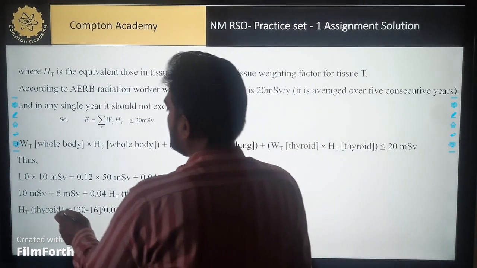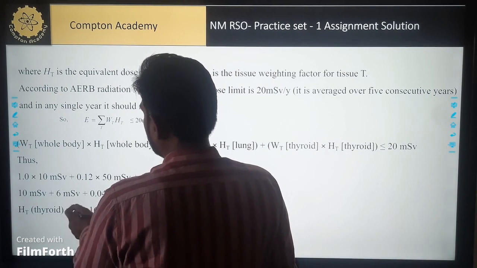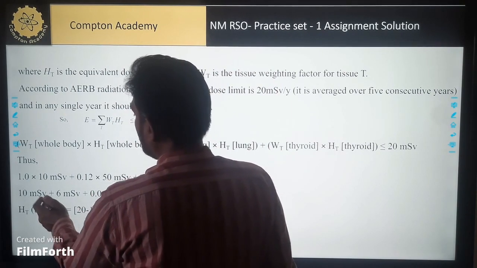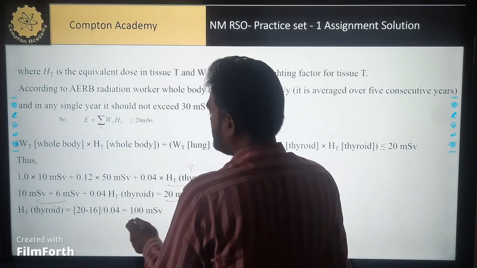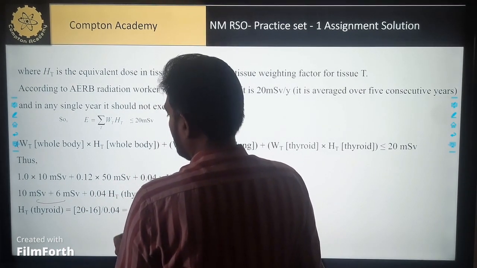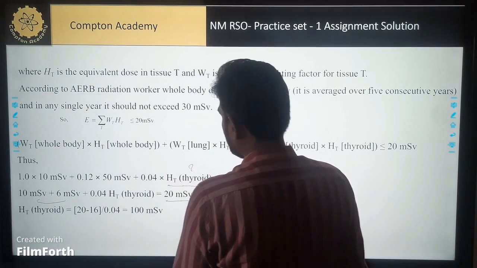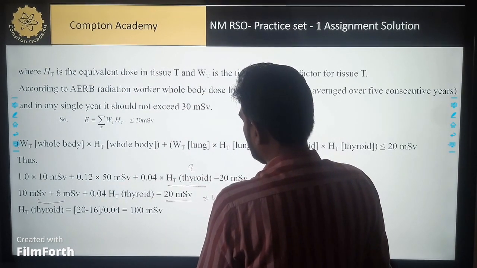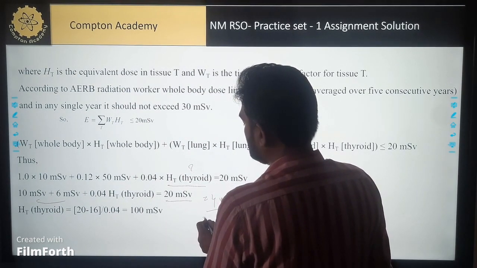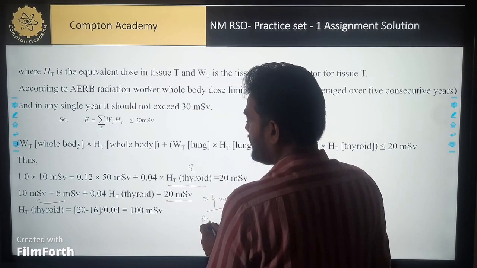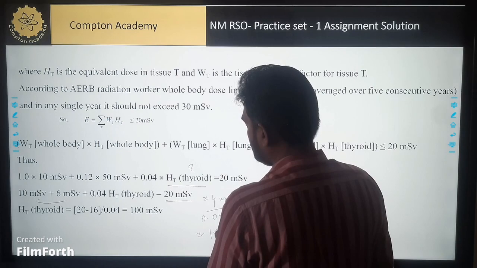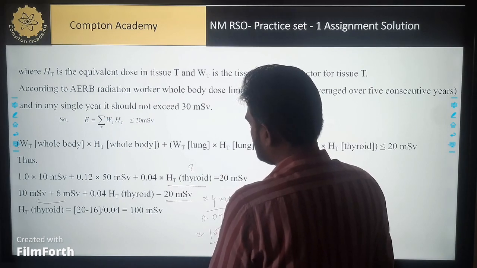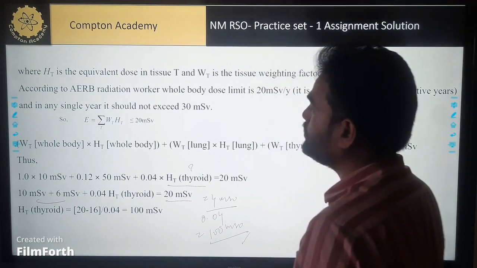After using this equation, 10 and 6 becomes 16, and then 20 minus 16 becomes 4 millisievert. Then you will divide this 4 millisievert by the thyroid weighting factor 0.04, then you will get 100 millisievert. So 100 millisievert is the allowable equivalent dose to the thyroid.